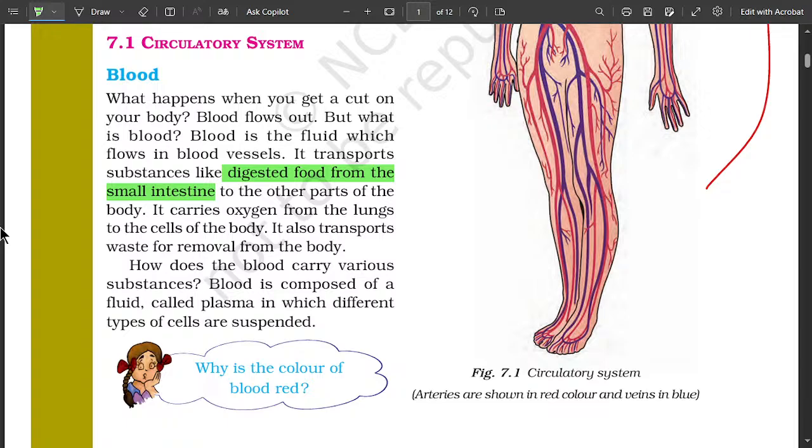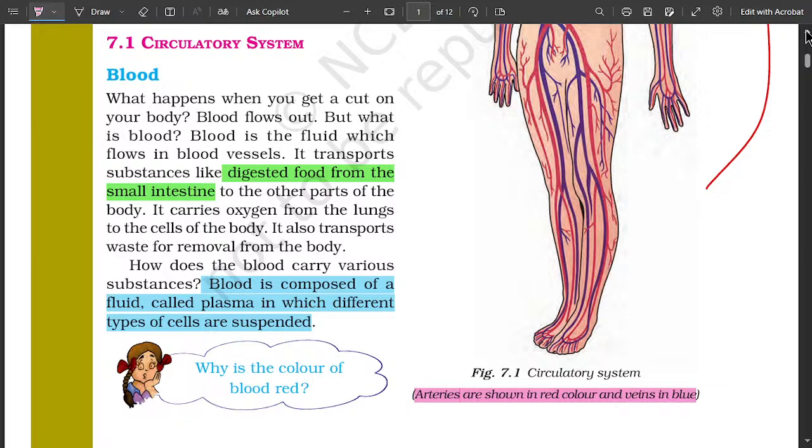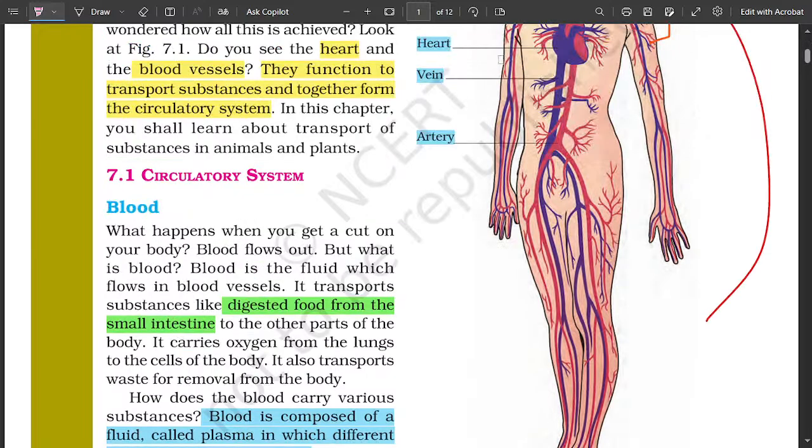Blood is composed of a fluid called plasma in which different types of cells are suspended. Further you will see types of plasma. Arteries in red color and veins in blue. So these are arteries, and the blue ones are veins.